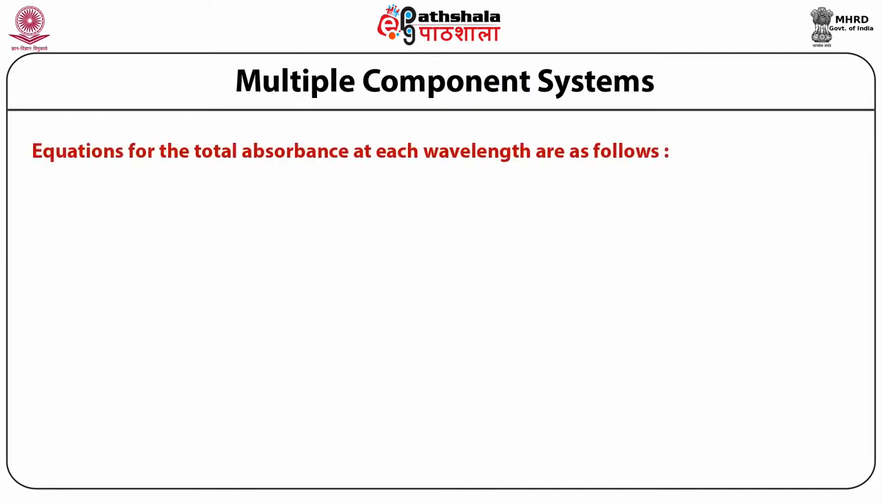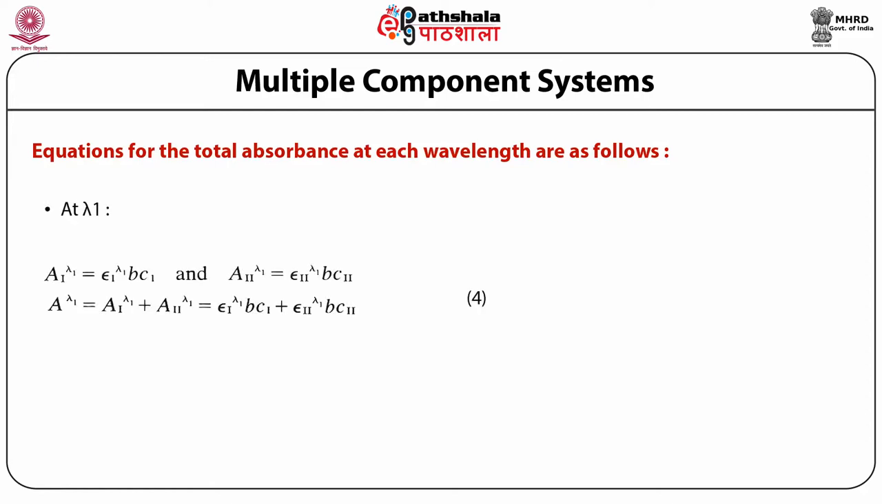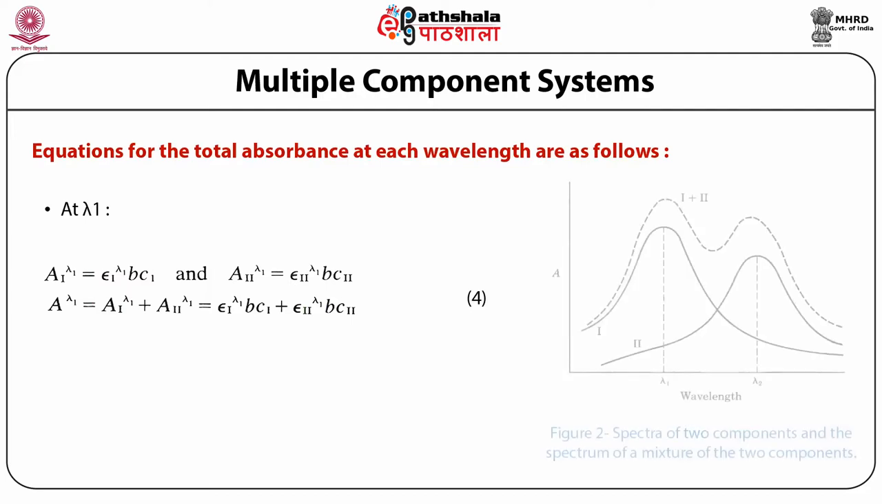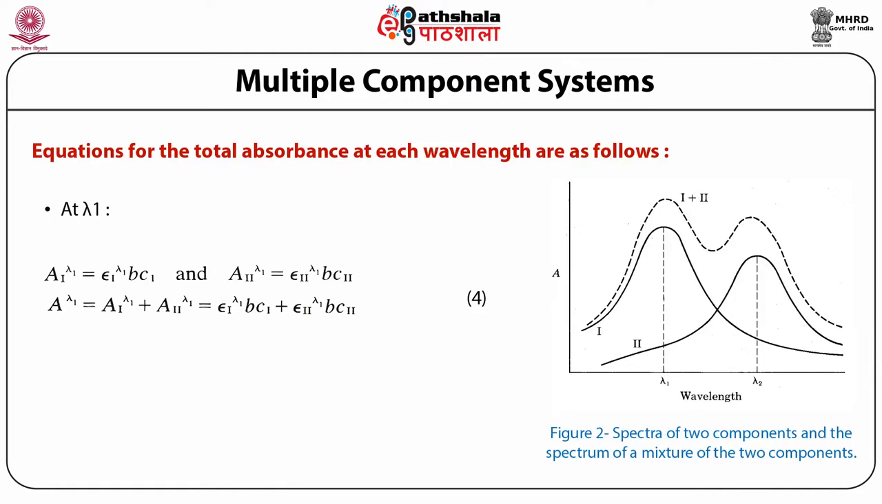Equations for the total absorbance at each wavelength are as follows. These equations represent lambda 1 for species 1 with concentration C1, and for species 2 with concentration C2. The equations can be seen in equation 4. Figure 2 represents the spectra of two components and the spectrum of a mixture of the two components. So as per Beer's law, the absorptivities of both species 1 and 2 are added, and after adding we obtain equation 4.